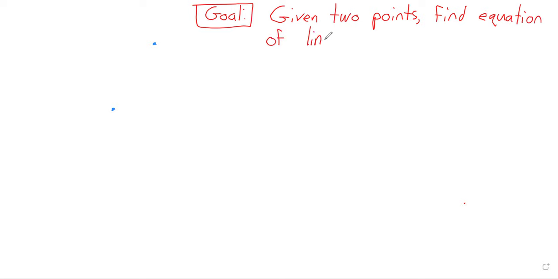Let's state as a goal: given two points, find the equation of a line that connects those two points. And then we will try to do an example or two where there's some kind of real-world meaning behind this. Probably that introduction I gave was a little demoralizing, but there are situations in the real world where it's interesting to do this.